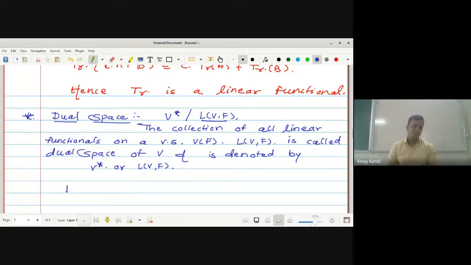So how will this set look? L(V,F) is equal to the collection of all linear functionals T such that T is a functional from V to F, the set of all linear functionals over the vector space V over F. Once we say functional, there is no need to say from F to F. Once we say functional, your codomain will be the field.